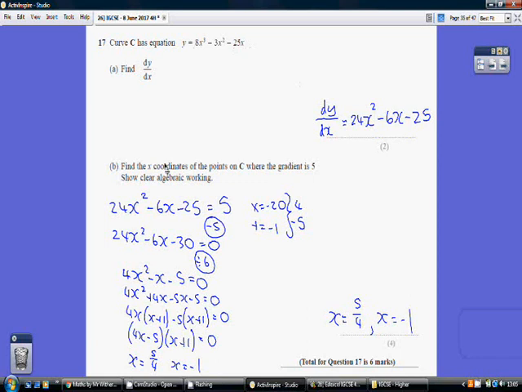Now for part B, find the x coordinate of the point on C when the gradient is 5. Now what you've got to appreciate here is the whole reason we differentiate, the purpose of this is to find out what the differential is for any value of x. So working backwards, if we want to find the value of x when the gradient is 5, we set this differential equal to 5. So 24x squared minus 6x minus 25 has got to be equal to our required gradient of 5. So this is a quadratic that we've got to solve.